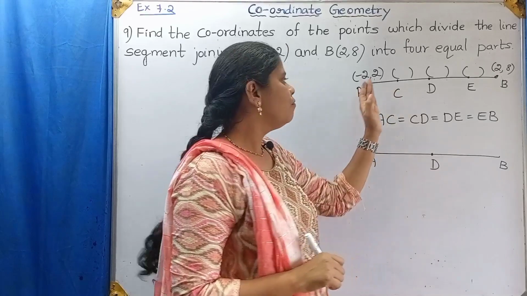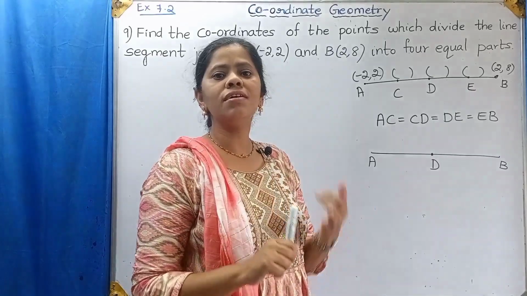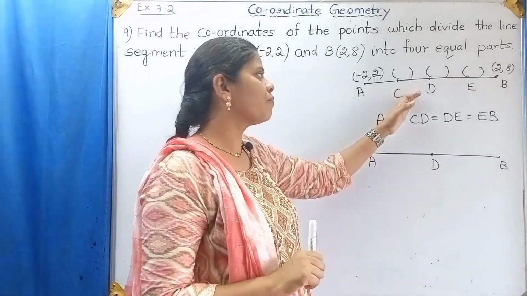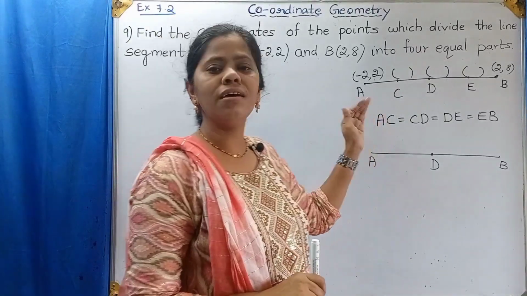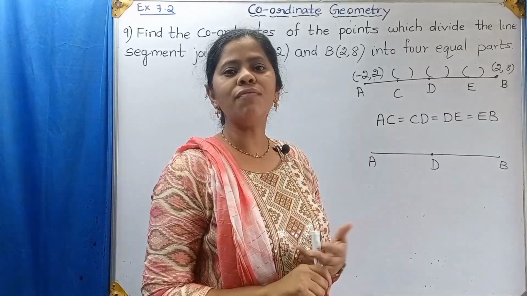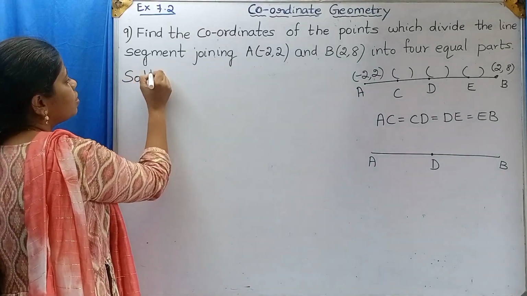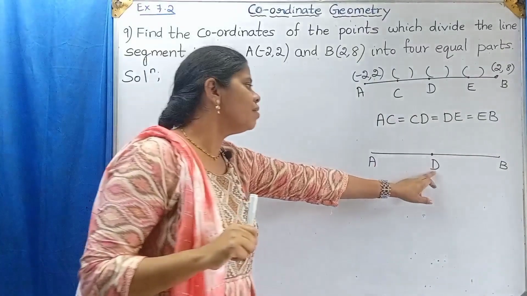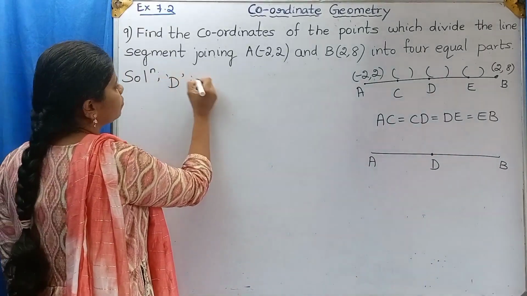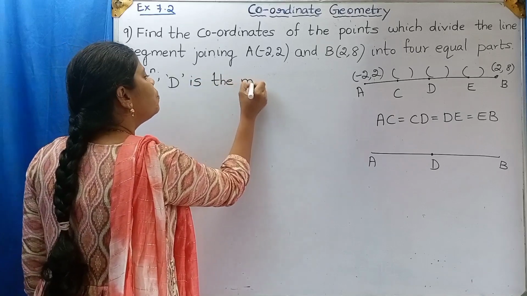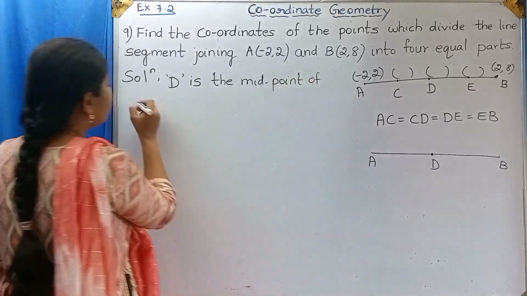Now listen carefully. We can solve this problem by using the midpoint formula, or else we can use the section formula. First, let me solve this question by using the midpoint formula. Afterwards, I will solve this question by using the section formula. You can choose any one of your choice. Say solution. I am using the midpoint formula. D is the midpoint of AB.